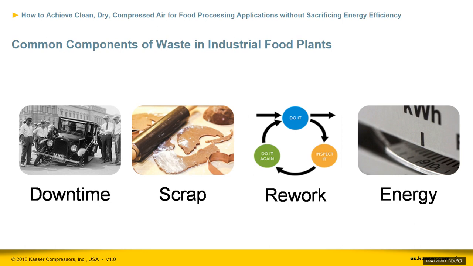Here's one way to break out the types of wasted resources in industrial production. These are all areas that plants aim to minimize to some degree. We'll see in this presentation how compressed air quality and selection of air treatment equipment impact all these areas.